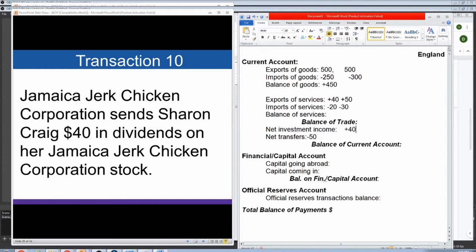All right, so if we do the services for a second, okay, I got 40 in export, 20 in import, so I have a plus 20. And then I have a 50 and a 30, I have another plus 20. Okay, so that gives me a 40, right? So I have $40 in net services, which means my goods and services are giving me $490. But I have a negative 50 here, plus 40, this is a negative 10.